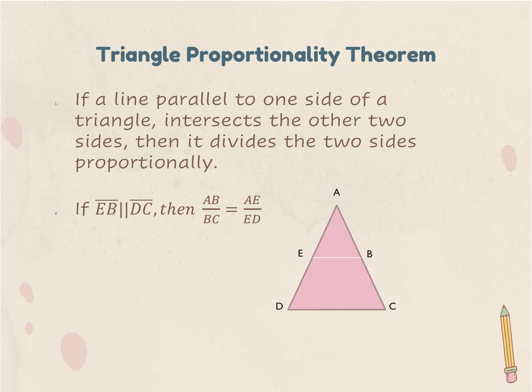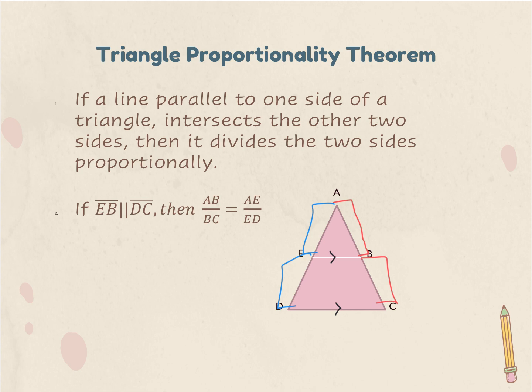So it says, if a line parallel to one side of a triangle intersects the other two sides, then it divides the two sides proportionally. So they're giving me my statement. They're telling me what's parallel and what's not parallel. Looking at this one, it's saying that EB is parallel to DC, so I'm drawing my parallel signs. It's already giving it to you, so you don't necessarily have to draw it. Looking at it, if they're parallel, then it's telling me that AB and BC is proportional to AE and ED.